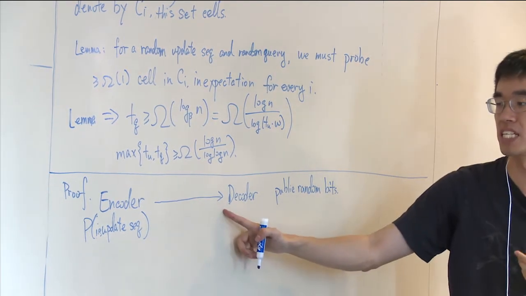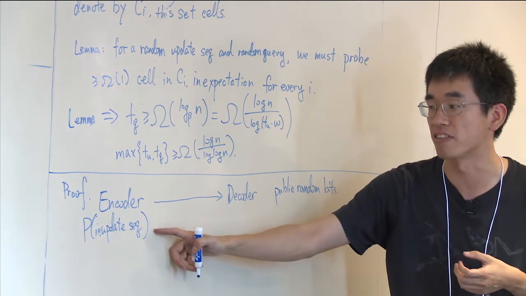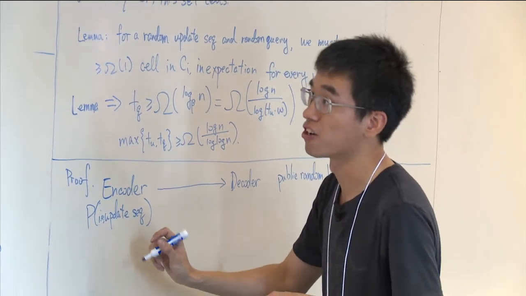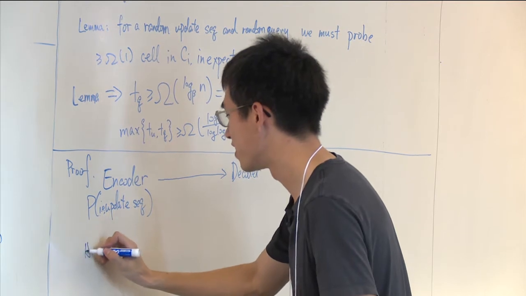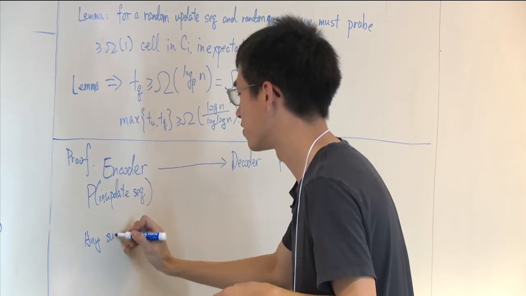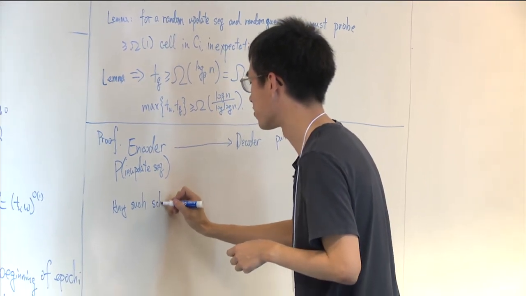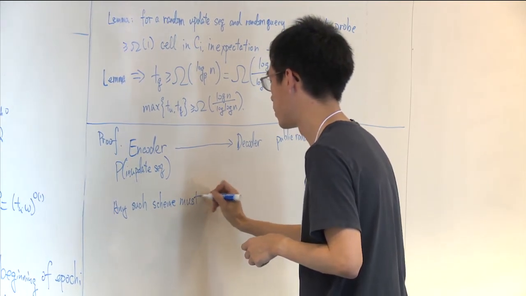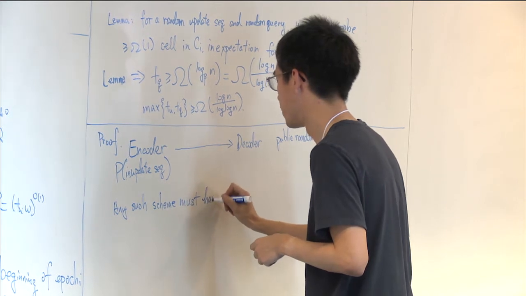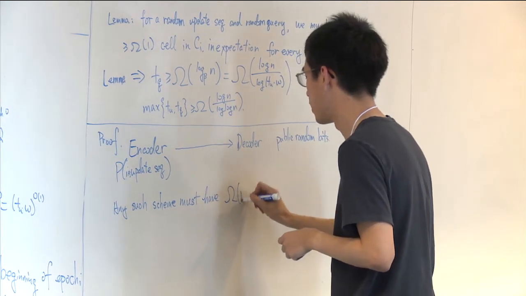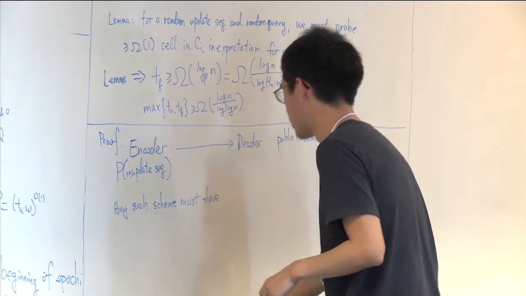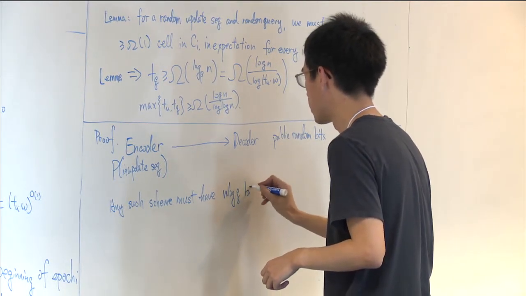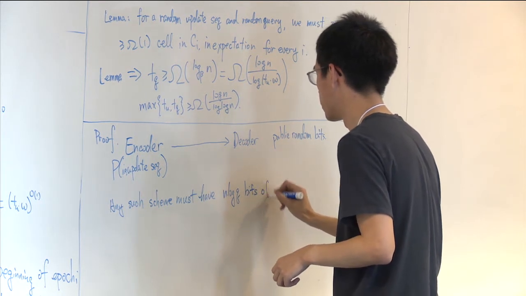to decoder must be at least the log of the size of our possible inputs, which is n log q. So any such scheme must have n log q bits of communication.